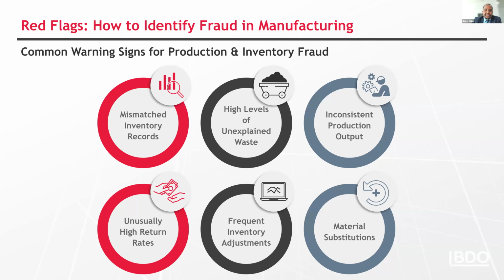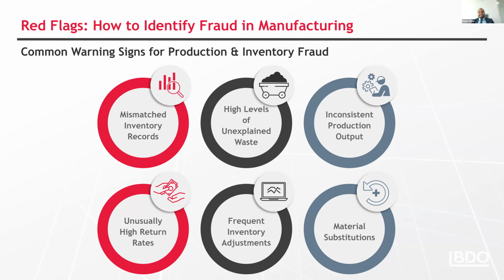The next one is high levels of unexplained waste or scrap. So waste is usually part of the manufacturing process. Consistently high levels of waste, however, can be a cover for fraud. Employees might report materials as waste or scrap and then steal them. If you notice an unusual spike in waste reports, it's a red flag that's worth investigating.